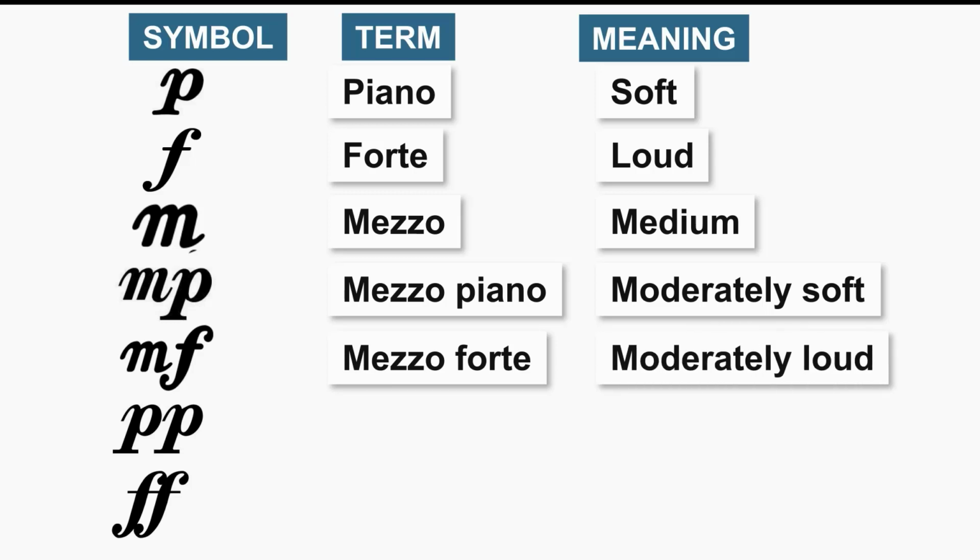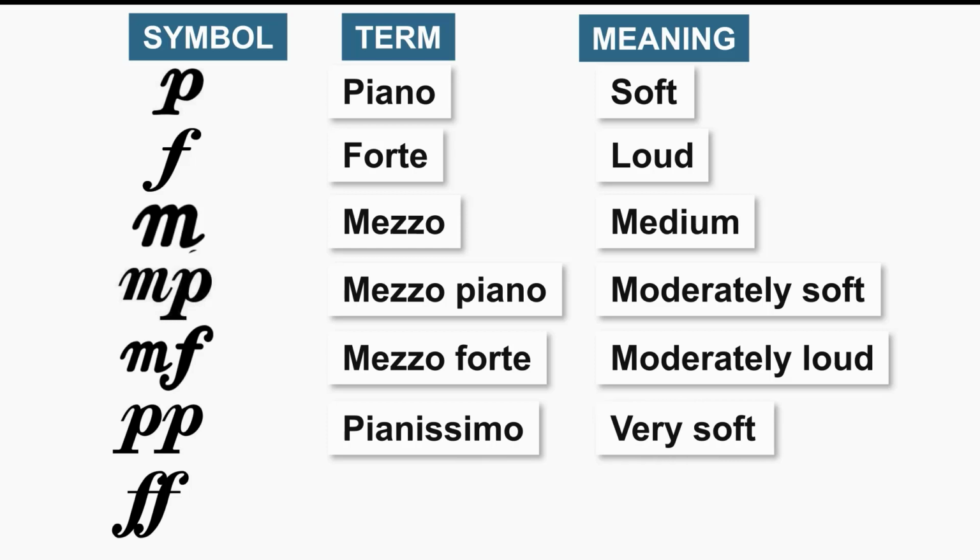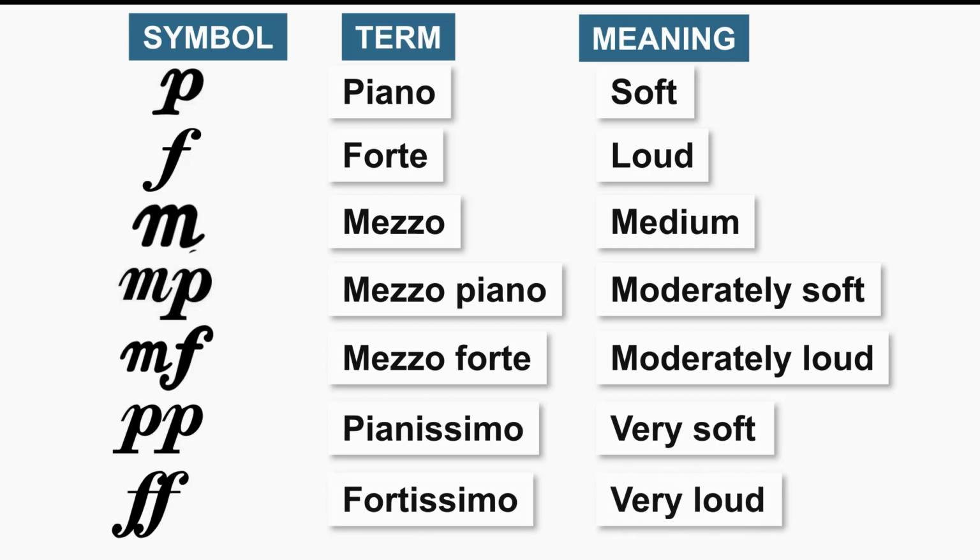On that symbol, we have PP. The term is pianissimo, and the meaning is very soft. On that symbol, we have FF. The term is fortissimo, and the meaning is very loud.